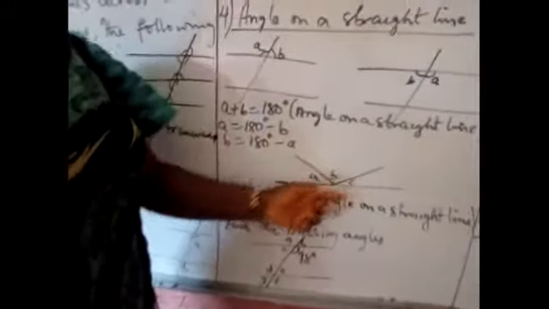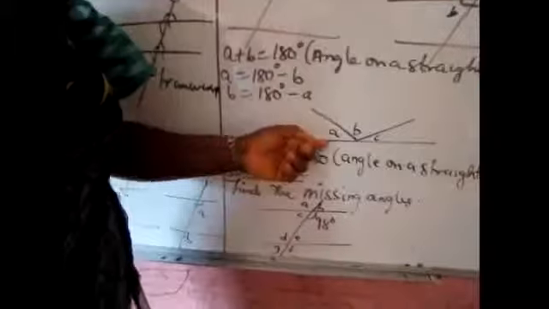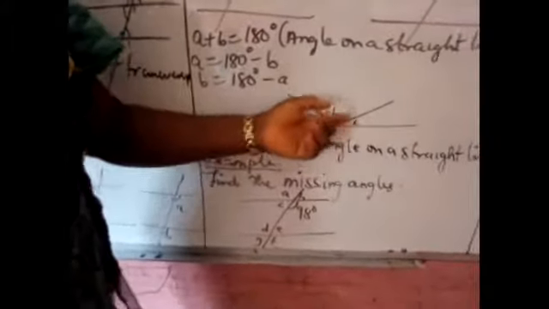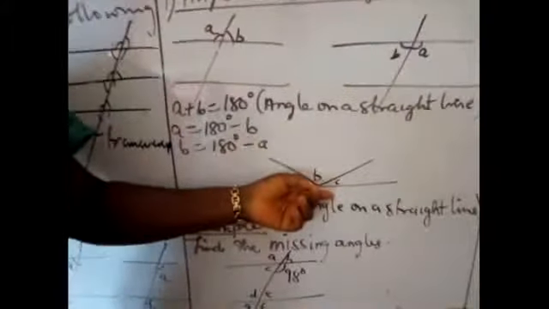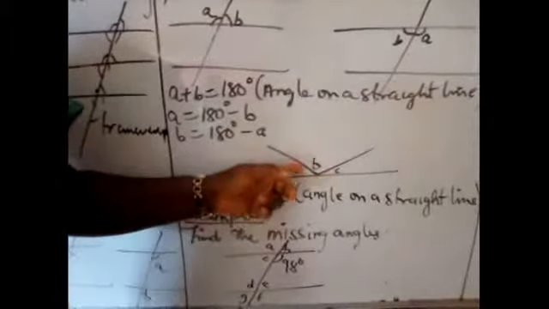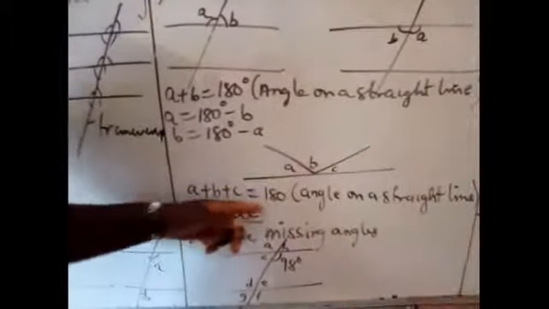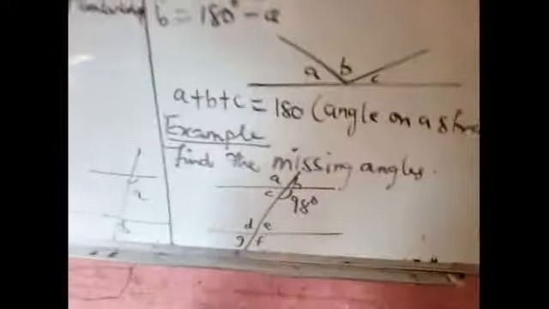Okay, look at something like this again. This is also a straight line divided into three. Angle on a straight line, because all these angles lie on this straight line. They are said to be angle on a straight line. So the value of A plus B plus C should be equal to 180 degrees because it's angle on a straight line. Now let's take an example.